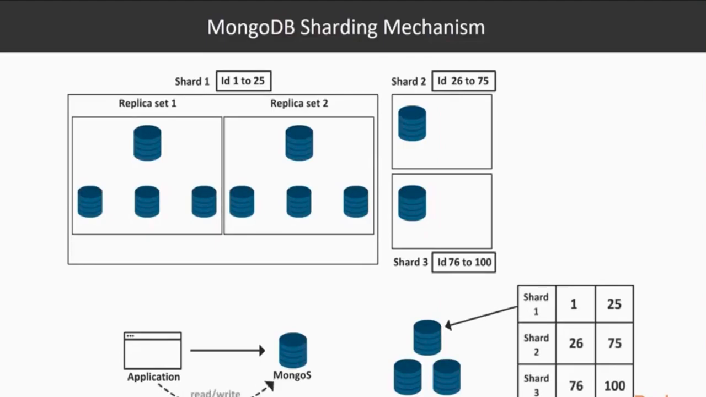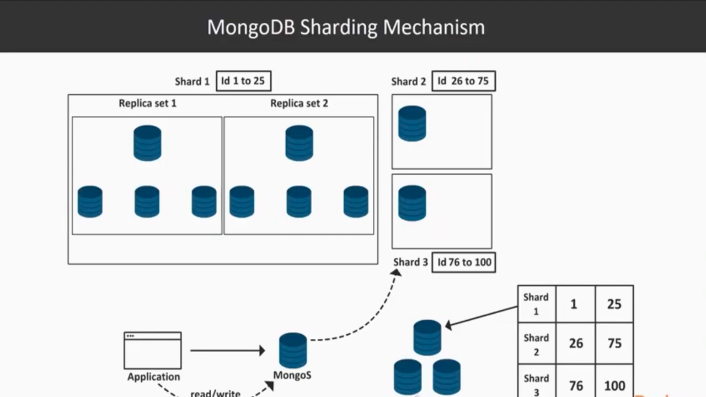Whenever any read or write operation is happening, that would be directed first to the MongoS, which will take the location of the data from the config servers. And based on that, it will internally redirect the application server's request to either shard 1, shard 2, or any of the available shards based on where the data is located.